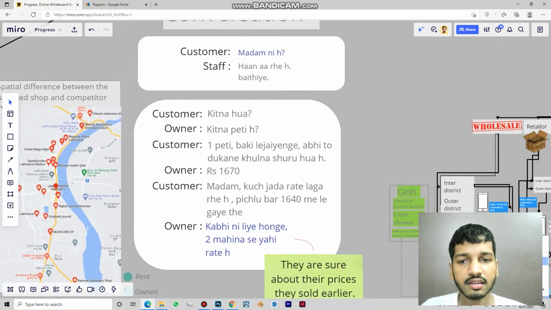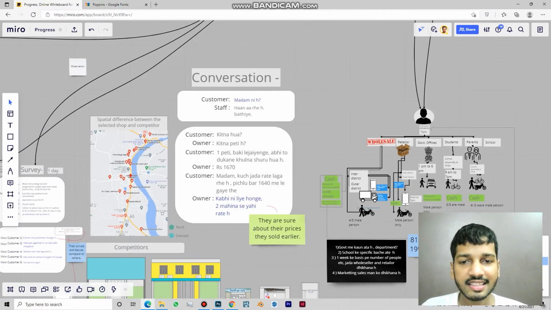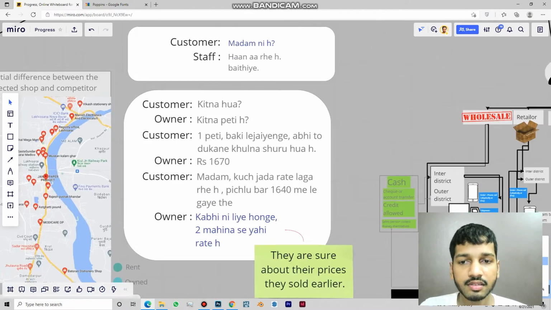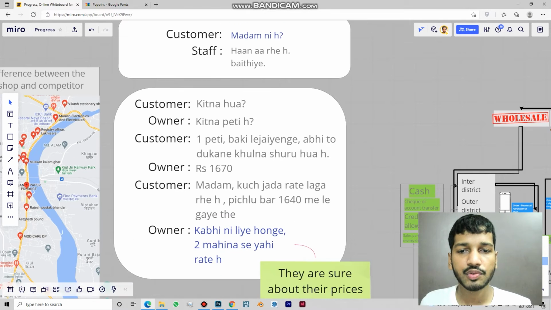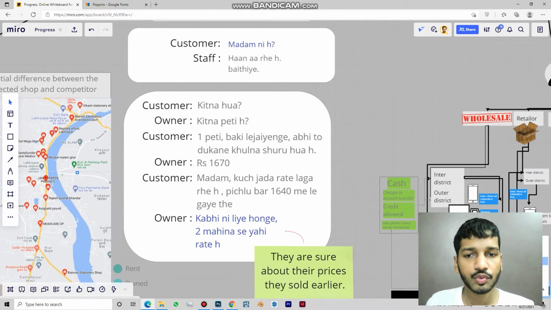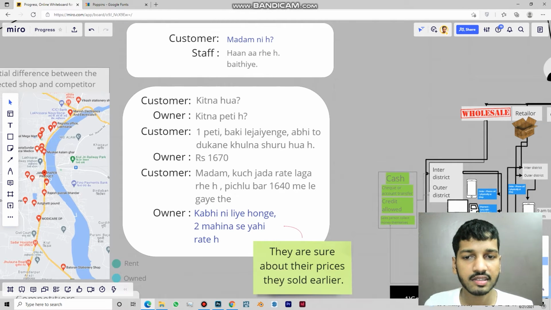This is a conversation that I observed between the owner and the customer. The customer asked, कितना हुआ? The customer asked how much it cost, and the owner said, कितना पेटी है? And the customer said, एक पेटी बाकी ले जाएंगे, अभी तो दुकान खुलना शुरू हुआ है.